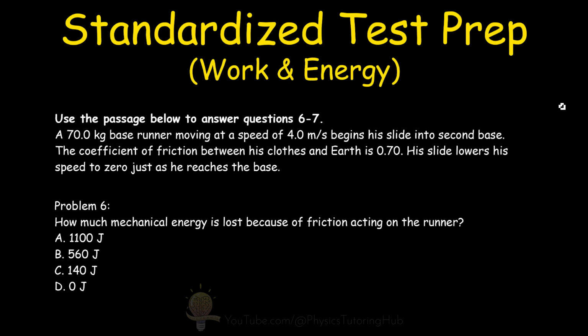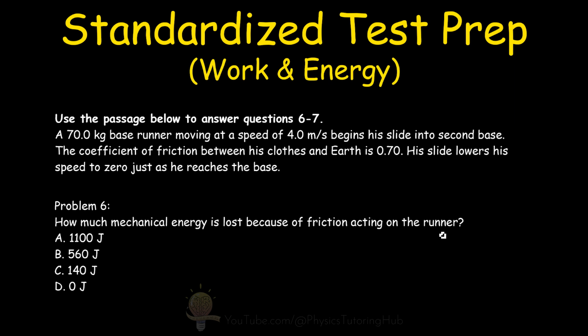For problems 6 and 7, we have this. A 75 kilogram base runner moving at a speed of 4.0 meters per second begins to slide into second base. The coefficient of friction between his clothes and the earth is 0.70. His slide lowers his speed to 0 just as he reaches the base. Problem 6 says, how much mechanical energy is lost because of friction acting on the runner?